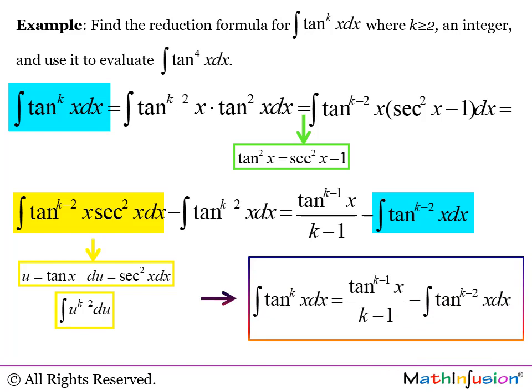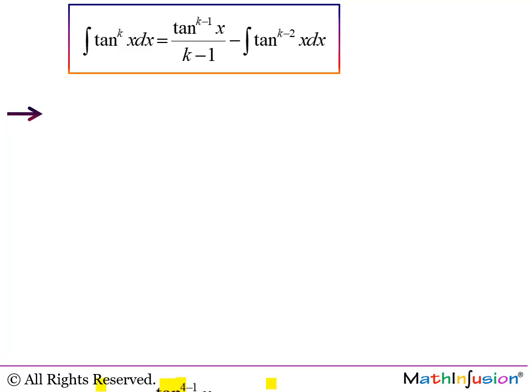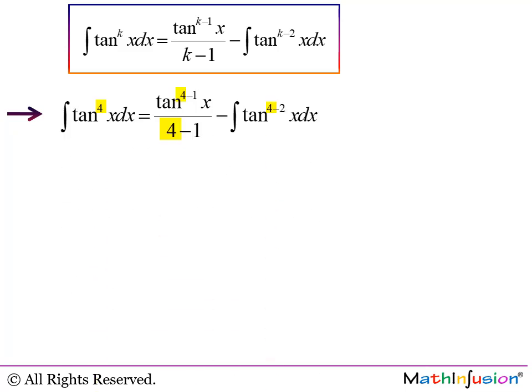The integral of tangent to the power of 2kx equals tangent to the power of k minus 1x over k minus 1 minus the integral of tangent to the power of k minus 2x dx. K equals 4, so I'm just substituting 4 for k, and I get that.